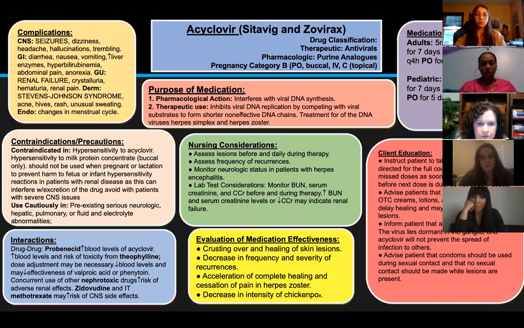Some evaluations of medication effectiveness include crusting over and healing of skin lesions, decrease in frequency and severity of recurrences, acceleration of complete healing and cessation of pain in herpes zoster, and decrease in intensity of the chickenpox. For medication administration in adults, the dose is 5 milligrams per kg every 8 hours IV for 7 days, or 200 to 400 milligrams every 4 hours by mouth for 7 to 10 days.